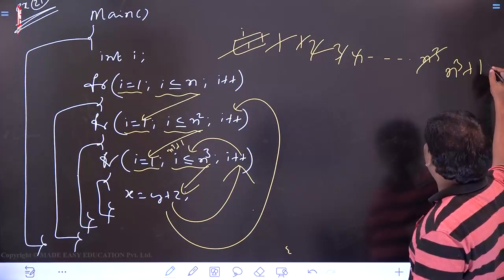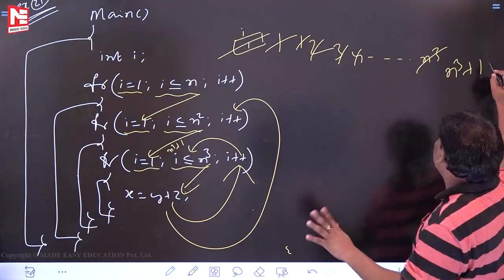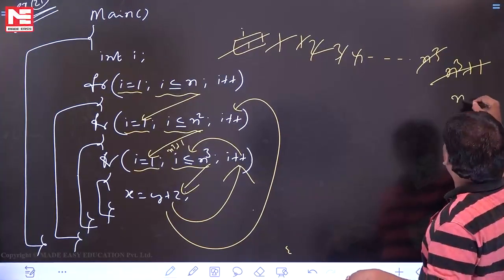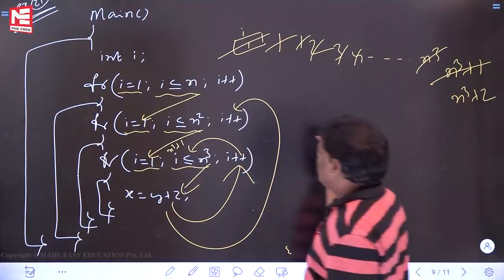Can you say it is the same I or a different I? Same I only. It is there in many places. So what is the answer? It will become n cube plus 2. Next one.